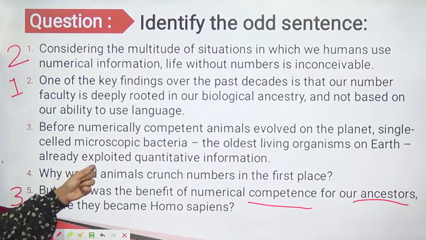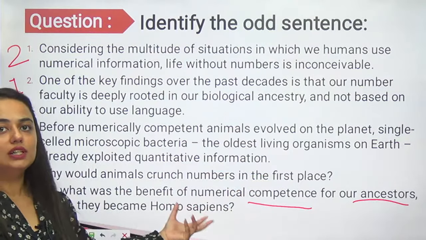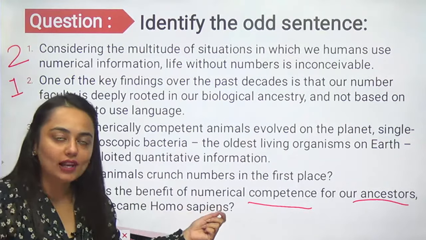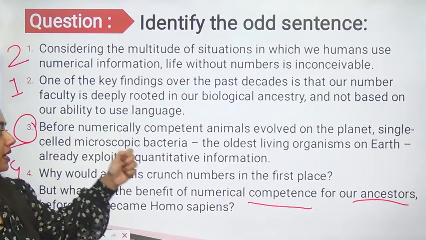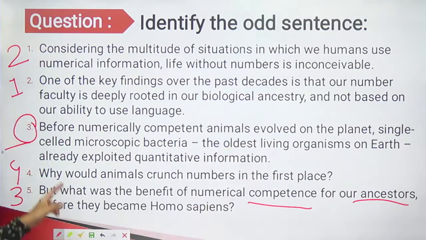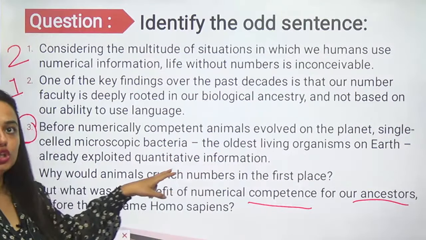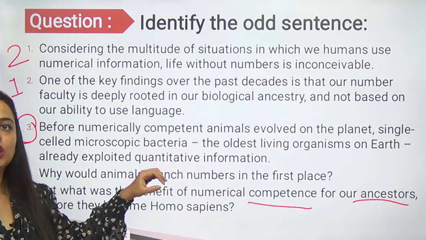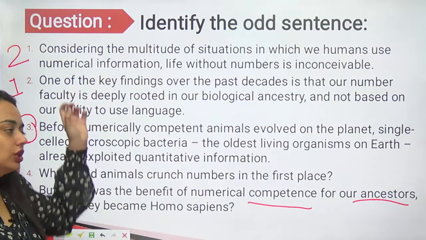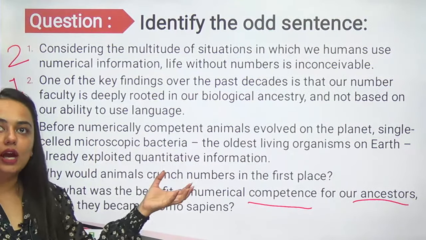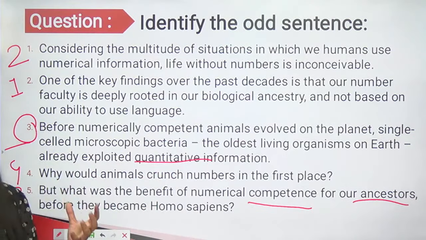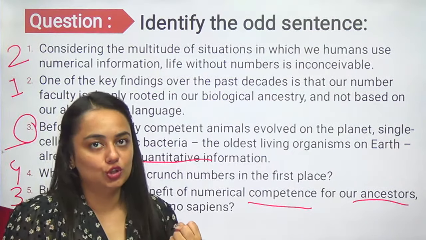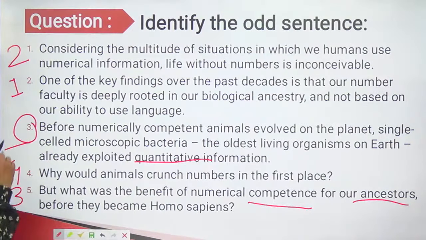And why would animals crunch numbers in the first place? Continuing this speculation is also valid in the given context. This becomes the fourth. So this one is the misfit. Why? Because we are talking about microscopic bacteria, the oldest living organisms on earth, already exploiting quantitative information. We don't have substantial proof of that, and it's nowhere mentioned in the other lines that microscopic organisms exploited proper quantitative information. So that becomes a little more specific, a little more particular, about which we are not sure. So this makes it the misfit.